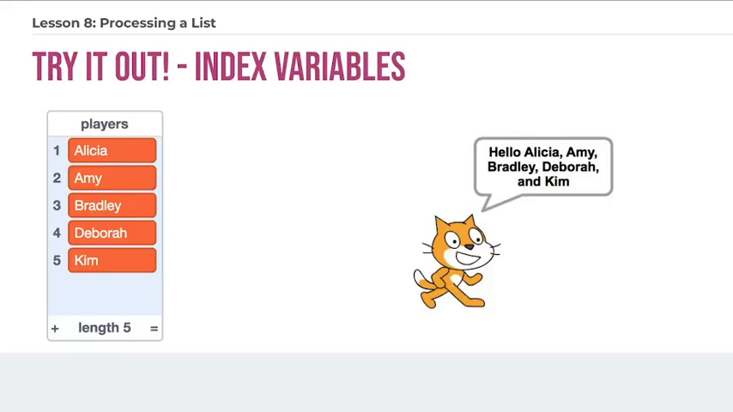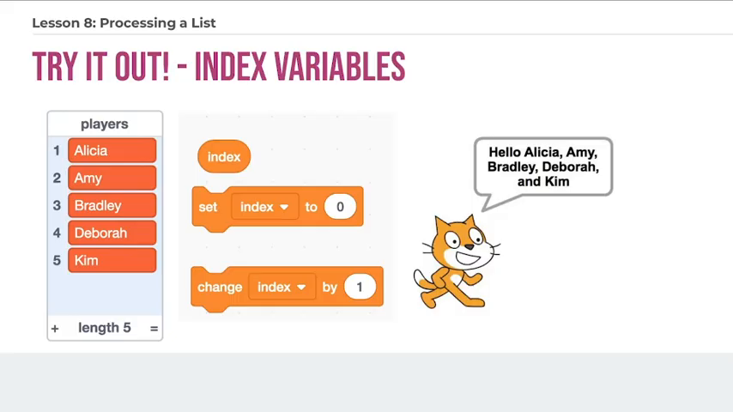In this try it out, you will use an index variable. So you're going to want to create that variable index, and you're going to use it to say an entire list of names. Just as a quick clue, you will probably need to create another variable as well to hold all of the names. Additionally, we'll try to not just say all of the list of names, but maybe just some of the names from the list. At this point, you'll want to switch over to Scratch and give it a shot.